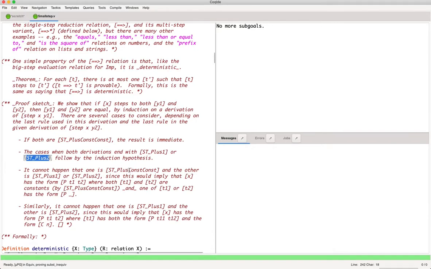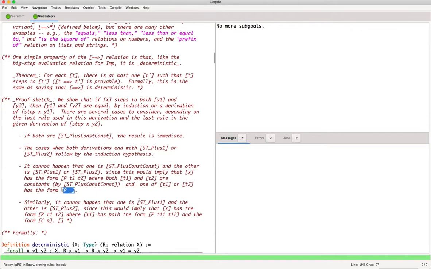It can't be the case that we end up with plus const on one side and plus 1 or plus 2 on the other, because for plus const to work, the term has to be of the form plus t1 t2, where both t1 and t2 are constants. Otherwise, plus const doesn't apply. But for plus 1 and plus 2 to apply, one of the subterms, t1 or t2, has to be a non-constant, has to be a plus. We can't have both at the same time, so that combination is ruled out.